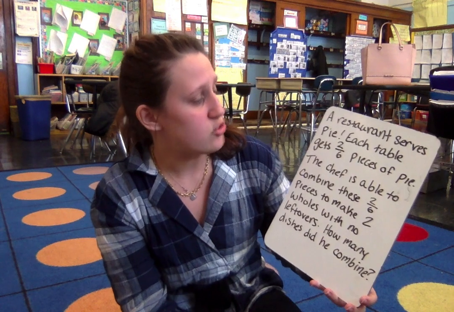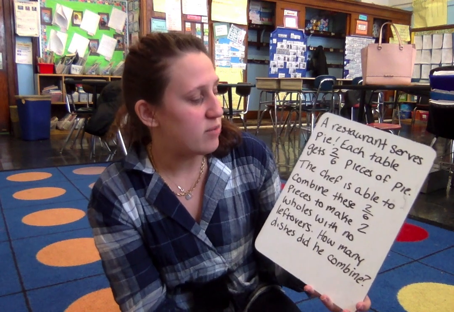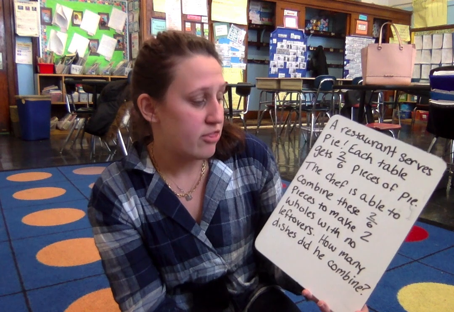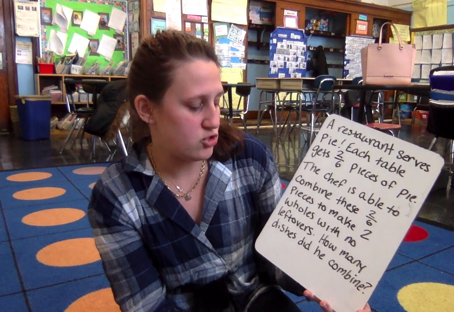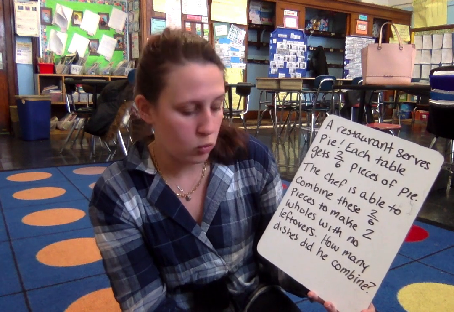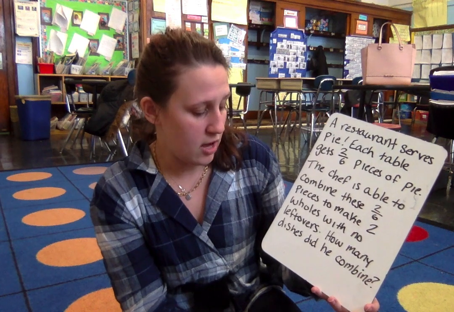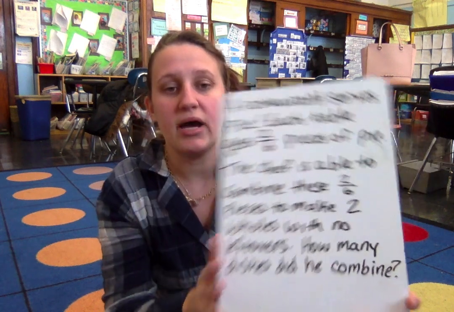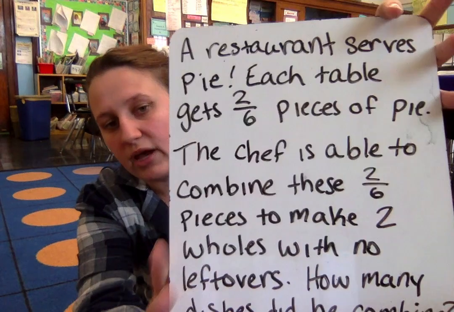So this says a restaurant serves pie. Each table gets 2 pieces of pie. The chef is able to combine these 2 pieces to make wholes with no leftovers. How many dishes did he combine? So I'll let you guys see the problem now.